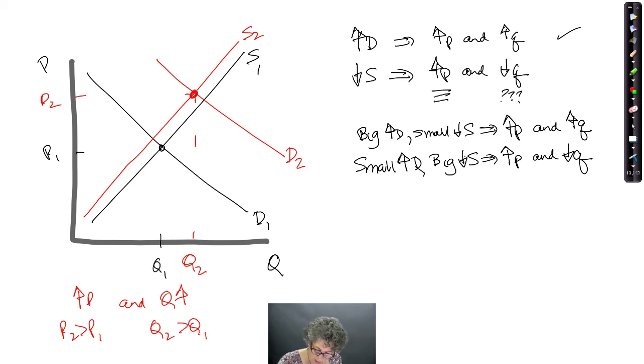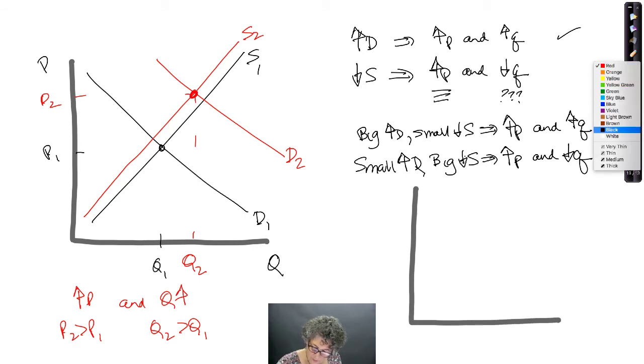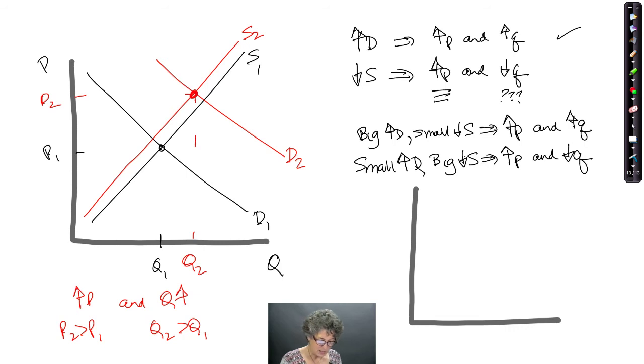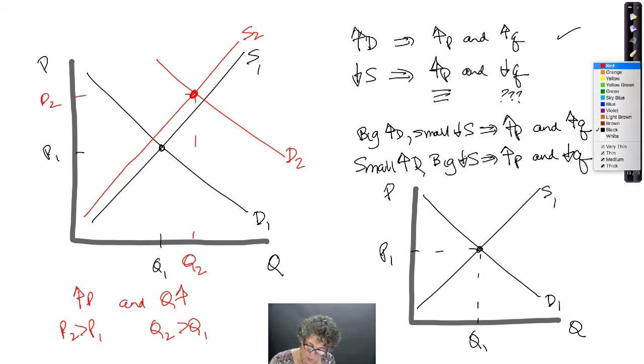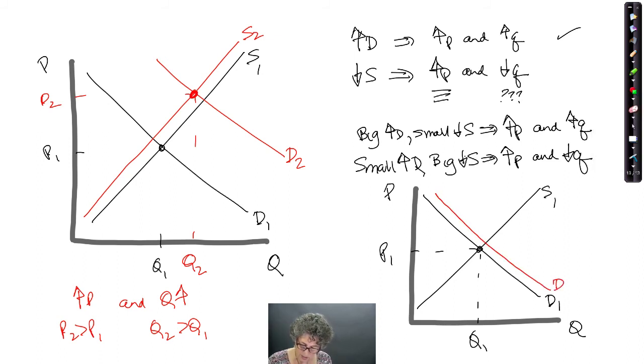On the other hand, suppose that we have the small increase in demand and the big decrease in supply. Let me draw that down here at the bottom. So we have demand D1, supply S1, initial equilibrium, price P1, quantity Q1, and now, ta-da, I'm going to have a small increase in demand, demand D2, a big decrease in supply, supply S2.